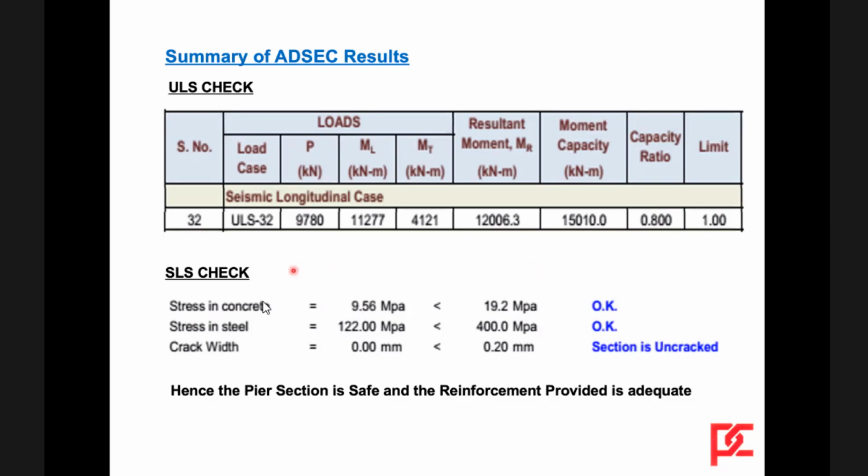Then in the SLS check, AdSec gives a stress of 9.56 against an allowable compressive stress of 19.2, and tensile stress in steel of only 122 against an allowable 400 or 300 as the case may be, whichever is much less. And since this is a pier, crack width is not coming, crack width is 0, it is an uncracked section. Hence the section is safe for the reinforcement that we have provided. This is the typical calculation of the pier design.